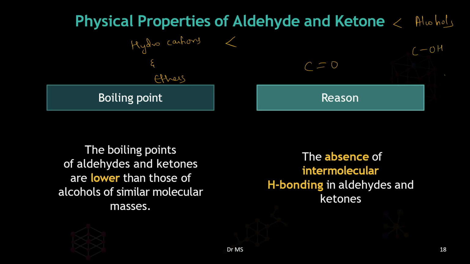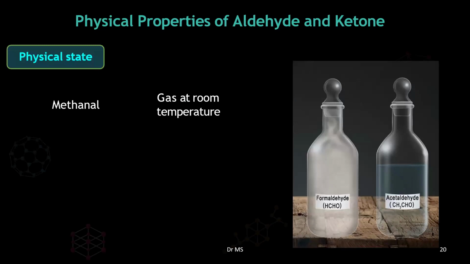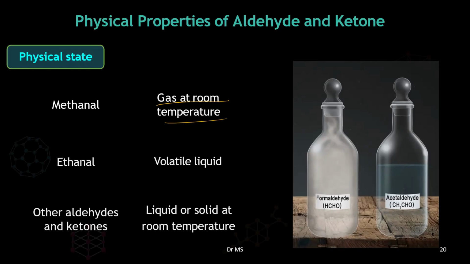The physical state: methanol will exist as a gas at room temperature. Ethanol is a somewhat volatile liquid, and other aldehydes and ketones are mostly liquid or solid at room temperature. That means ethanol can easily spread from liquid into gas form. So that's why it is a volatile liquid. Whereas methanol always exists in the gas form at room temperature. Whereas these other aldehydes and ketones are in liquid state.